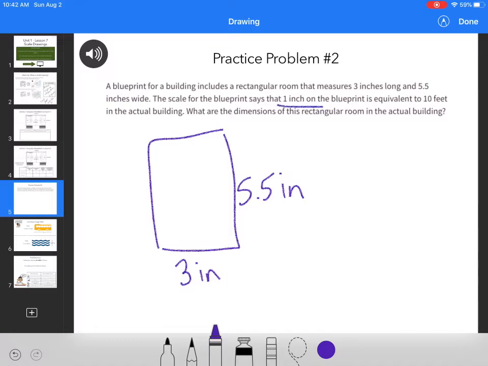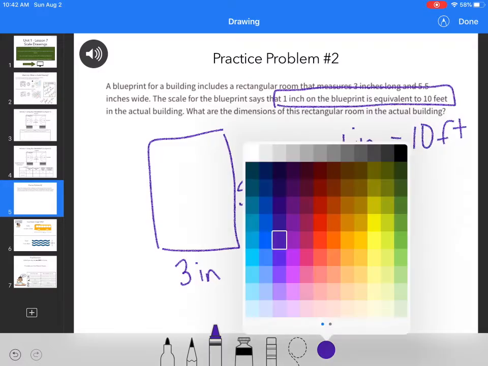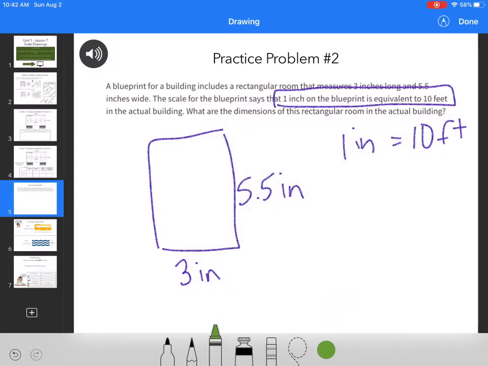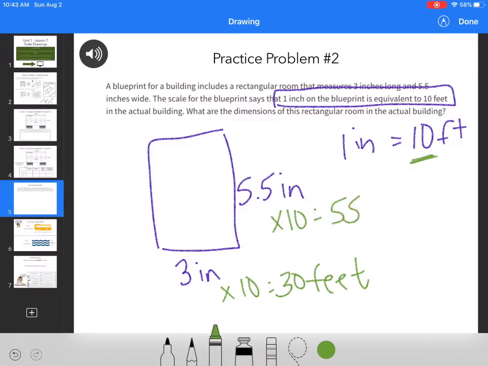So then my scale is right here. So 1 inch equals 10 feet. So if I'm trying to figure out what my actual dimensions are going to be, I'm going to multiply all the inches by 10, because 1 inch equals 10 feet. So 3 times 10 is going to give me 30 feet. It's a huge room. And then 5.5 times 10 is going to give me 55 feet.